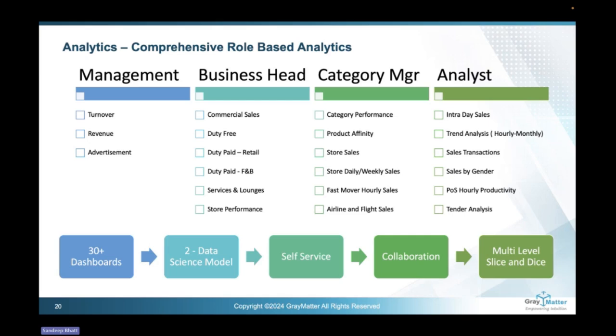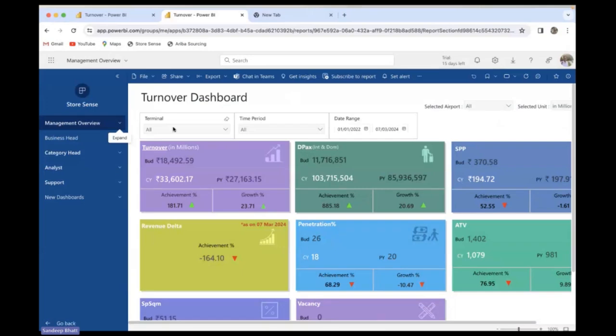I'm going to walk you through some of the live dashboards that we have built for one of the largest airports in India, with whom we have been working since 2018. What you see up here is how the user interface looks. As I've told you, our dashboards are categorized by role: management overview, business head, category head, analyst, support, and some new dashboards that are work in progress for this airport.